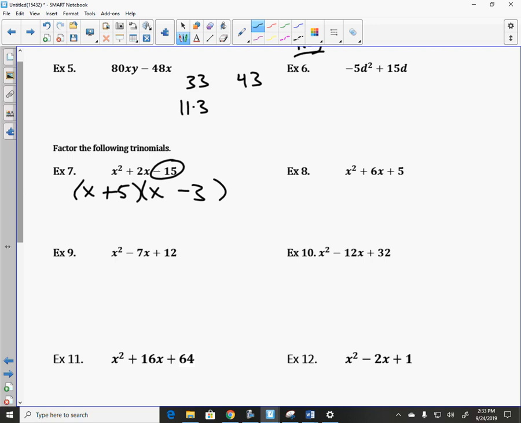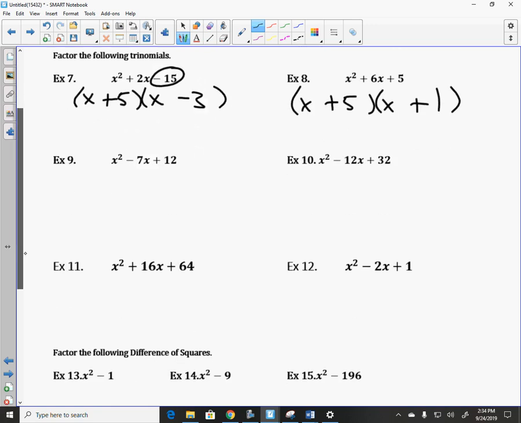Similarly, for example number 8, a lot of times people see this, and when they see 6 and 5, they think of 2 and 3 right away. But that doesn't work. I need two numbers that multiply to 5 that add to 6. Positive 5 and positive 1.